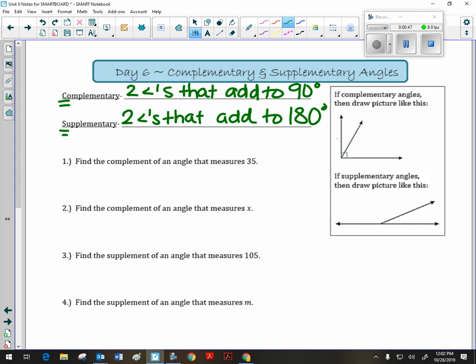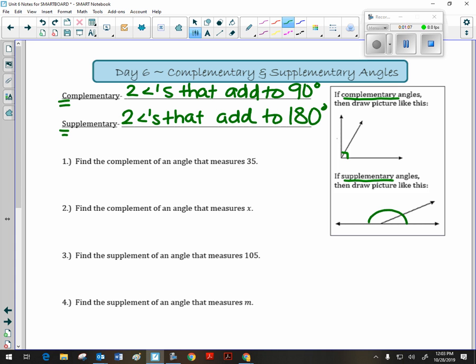There is a little note over here that talks about if you're drawing complementary angles, you want your picture to look like this, where they take up the space of a 90-degree angle. And if you're drawing supplementary angles, you want to draw a picture like this that takes up 180 degrees. So it looks like when your two angles are sitting next to each other, they're taking up the space of a line.